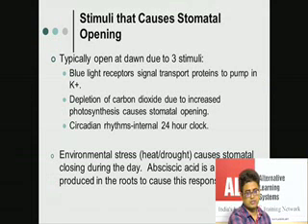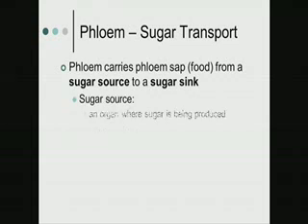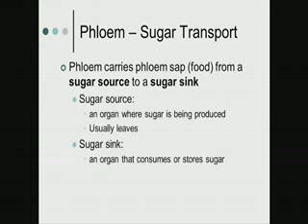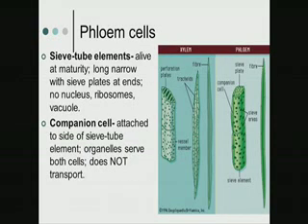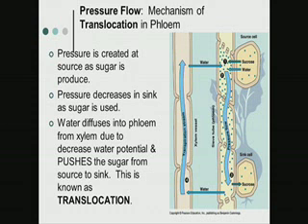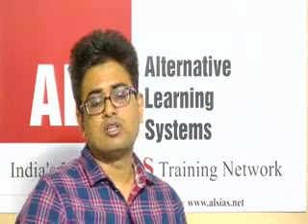Just go through this once, and you will be able to understand what I am trying to tell you here. Sugar transport, that I was just discussing: an organ where sugar is being produced is the sugar source, and the sugar sink. All this is fairly obvious. It happens by the pressure flow hypothesis, or Munch's mass flow pressure flow hypothesis. So translocation of food happens through this. This is a very good opportunity for you to revise all these topics with the help of this PPT, which I have given to you.